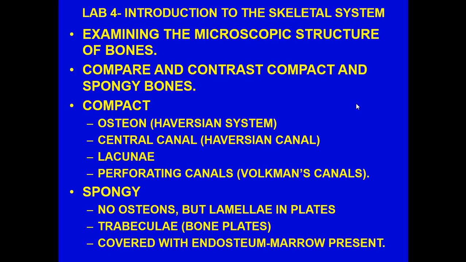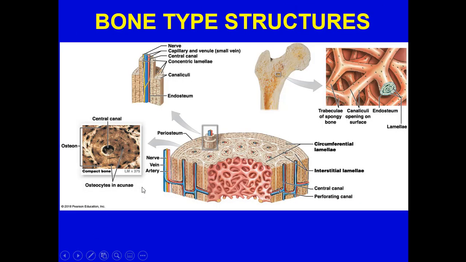In spongy bone, there are no osteons, but lamellae in plates. Those plates are spicules. You have trabeculae there, but those are the bone plates, and it tends to be covered with endosteum, and marrow is present. So you can see that there is an outer layer of sort of connective tissue or protective tissue called the periosteum, and on the inside here would be endosteum.